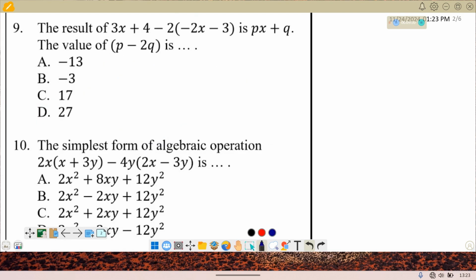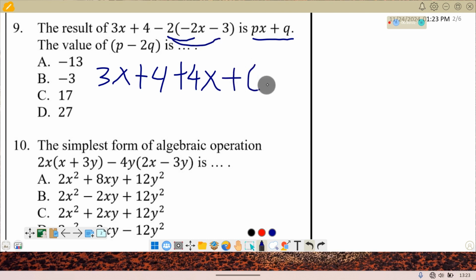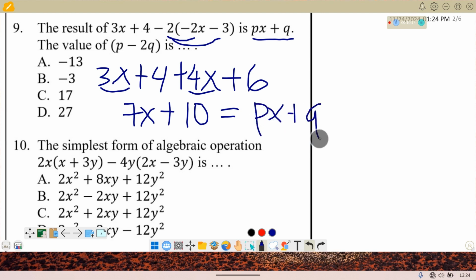The result of the expression, find the value of. Let's start by changing the algebraic expression into this kind of form, px plus q. Let's start with 3x plus 4, and then we can use the distributive law. Negative 2 times negative 2x becomes positive 4x, and negative 2 times negative 3 becomes plus 6. Then we can simplify by combining like terms. So here we have 7x plus 10, and it equals px plus q.